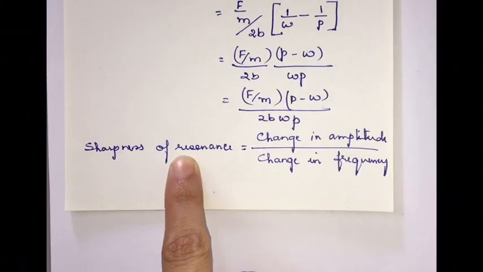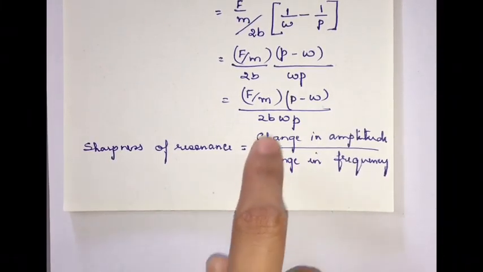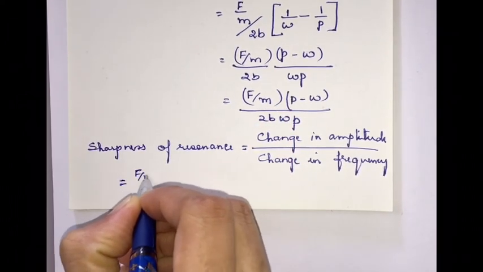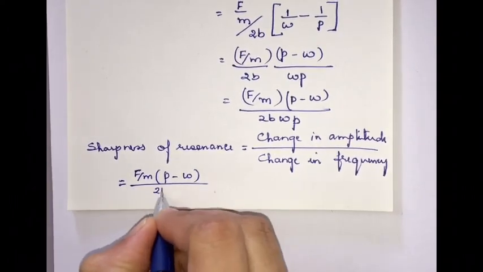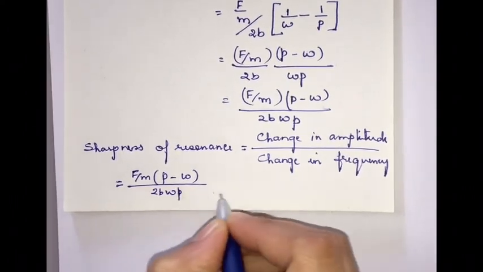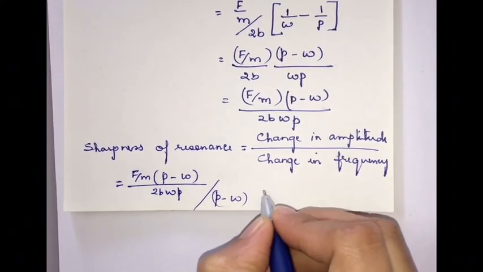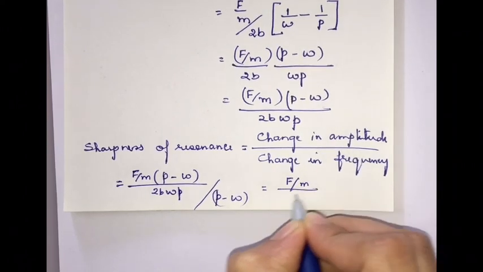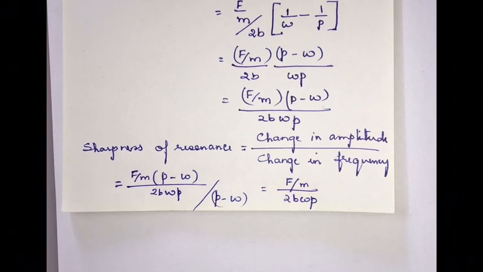So sharpness of resonance is change in amplitude to change in frequency. So the change in amplitude is given by F by m into p minus omega by 2b omega p, divided by the change in frequency, which is p minus omega. So that is equal to F by m by 2b omega p. So this gives the sharpness of resonance.